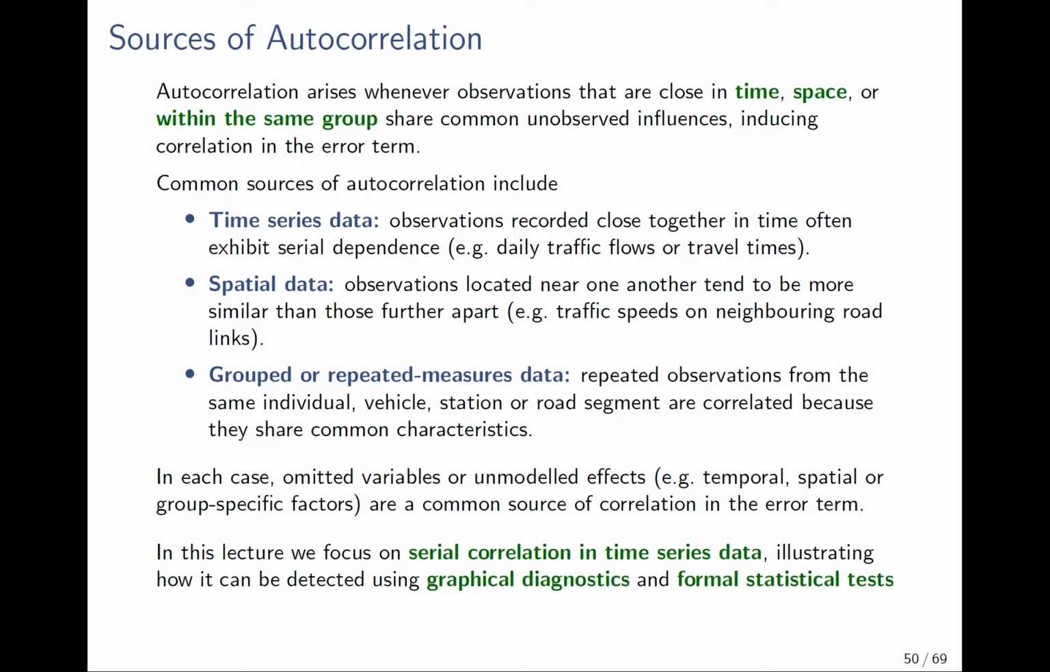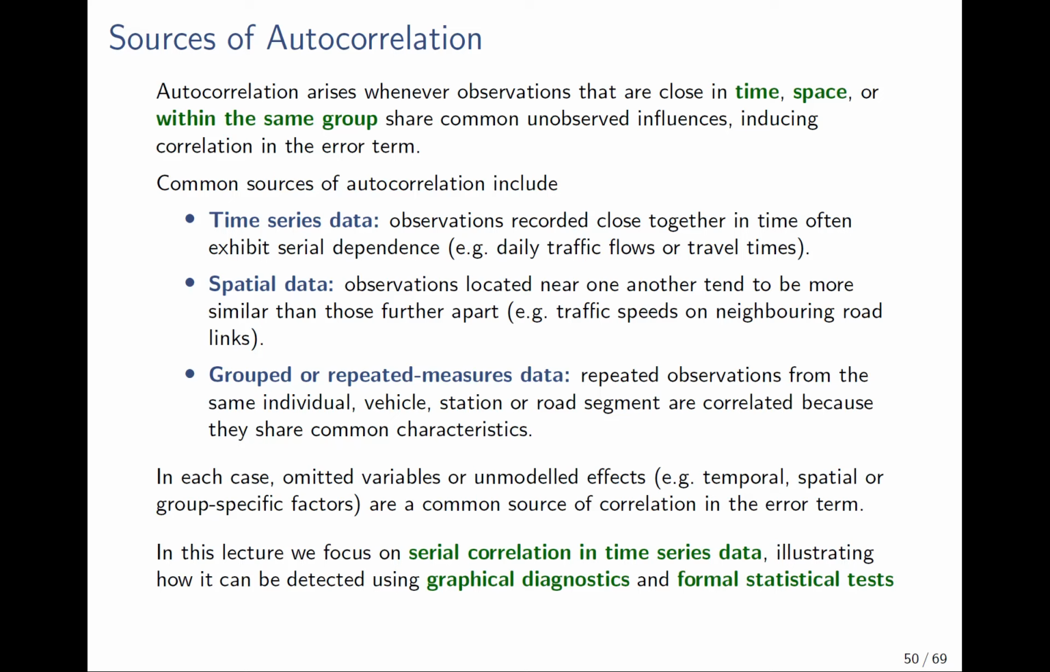In spatial data, observations located near one another tend to be more similar than those further apart. So traffic speeds on neighbouring links, for instance, might be correlated. And in grouped or repeated measures data, repeated observations from the same individual, vehicle, station, road segment, whatever we're looking at, can be correlated because they share common characteristics. We'll return to this structure in lecture 8 when we look at mixed models. In each case, omitted variables or unmodelled effects, temporal, spatial, or group-specific factors, are a common source of correlation in the error term.